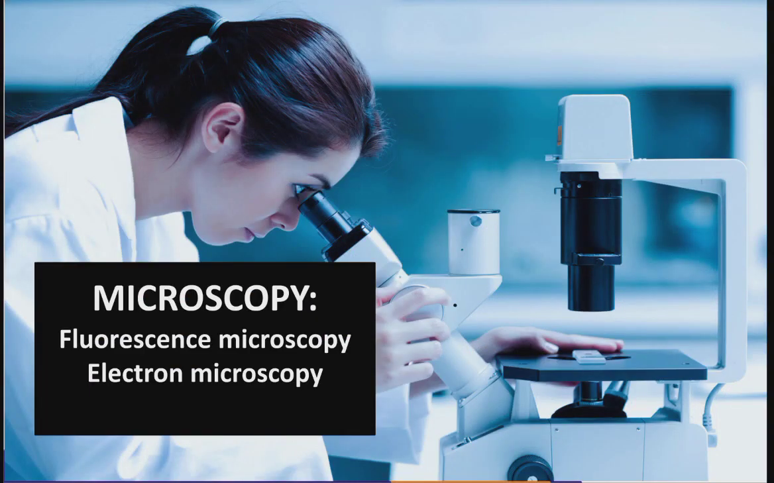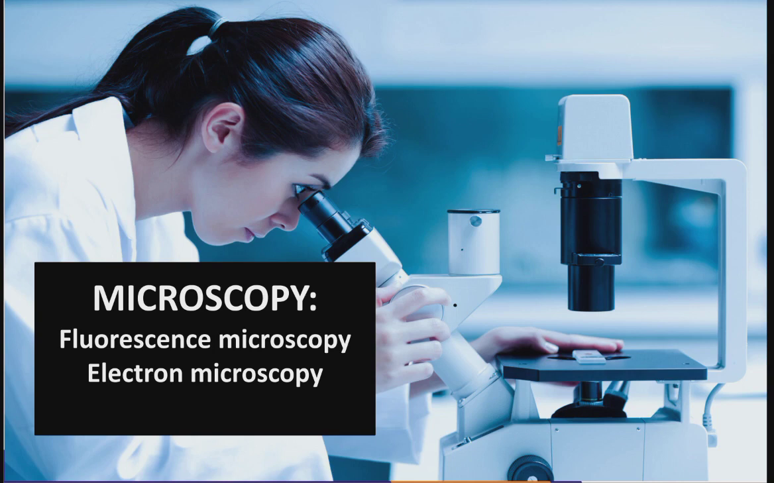So today in this lecture we are going to study microscopy part 2, that is fluorescence microscopy and electron microscopy. In the previous lecture we already discussed the introduction to microscopy: what microscopy is, its history, and two types of microscopy, phase contrast microscopy and compound microscopy. We saw the working principle and the advantages and disadvantages of both.